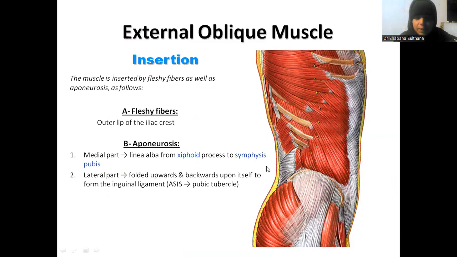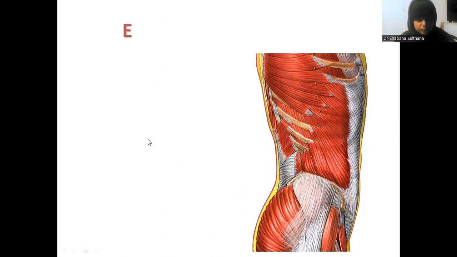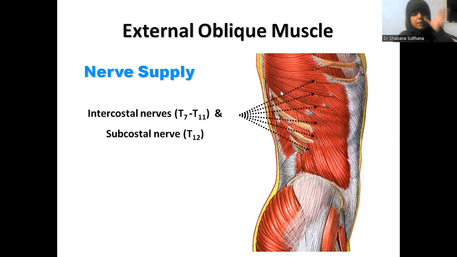Okay. That is the last point here. See, the lateral part of this muscle is folding upwards and backwards upon itself to form the inguinal ligament. What is the extent? From the anterior superior iliac spine to the pubic tubercle. See the direction of muscle fibers. How are they directed? Downwards, forwards, and towards the midline, hence medially. The nerve supply of external oblique is intercostal nerves T7 to T11.